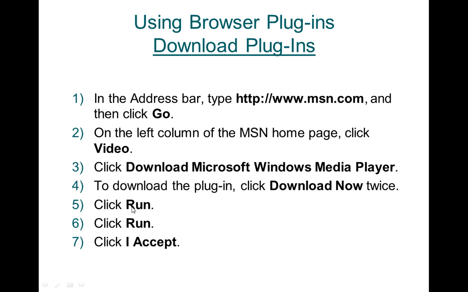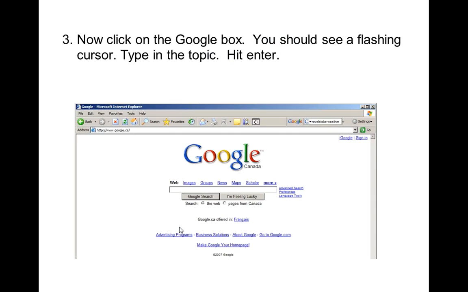Then the next one is click on the run. Again click on the run and then click on I accept. So these are the procedures to download the plugin that is available in Microsoft or in any web browser, that is Internet Explorer, Mozilla, Google Chrome.